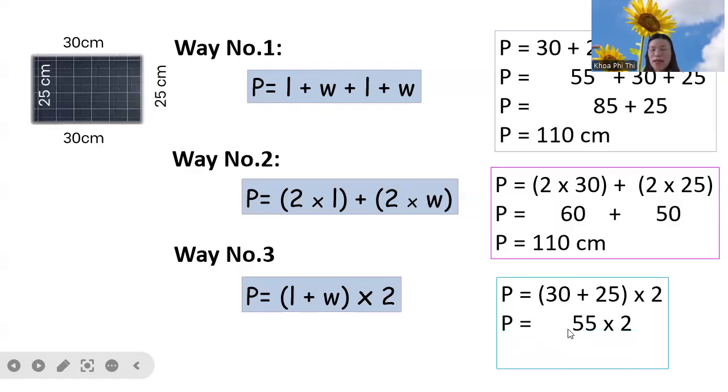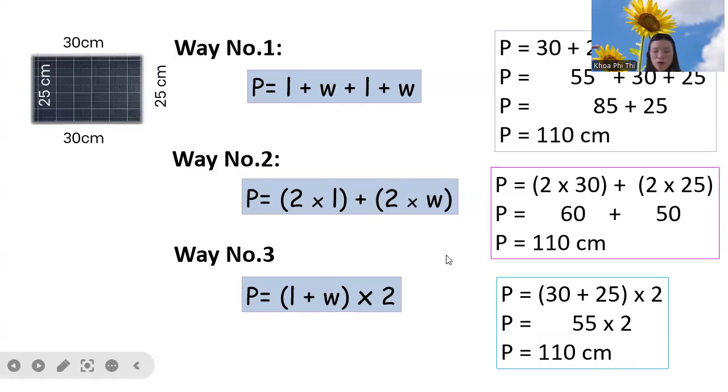30 plus 25 equals 55, and times 2 equals 110. So the perimeter of the handboard, or the rectangle, is 110 centimeters.